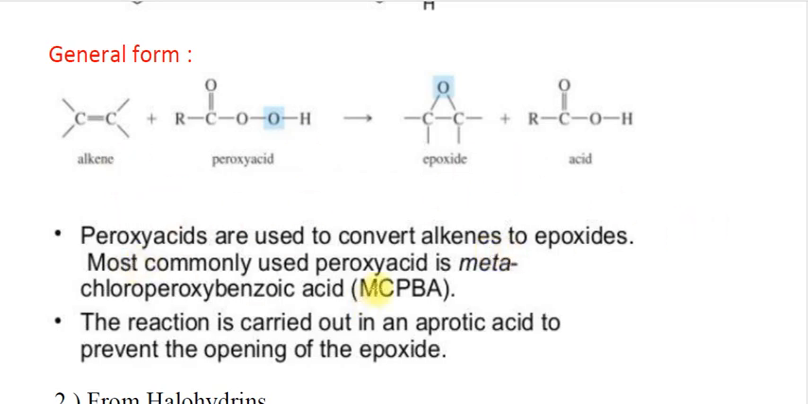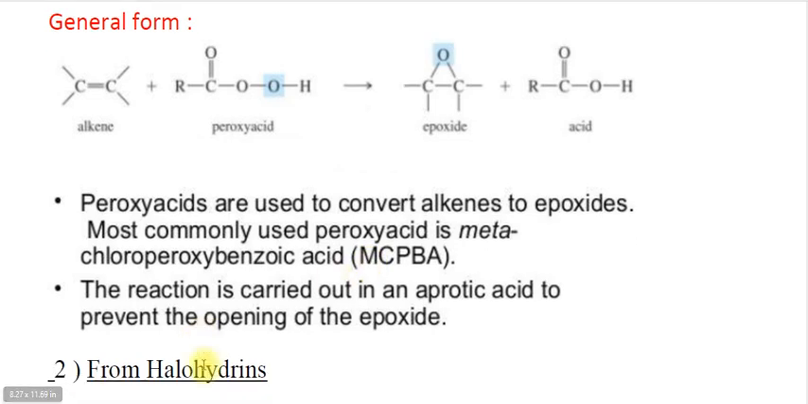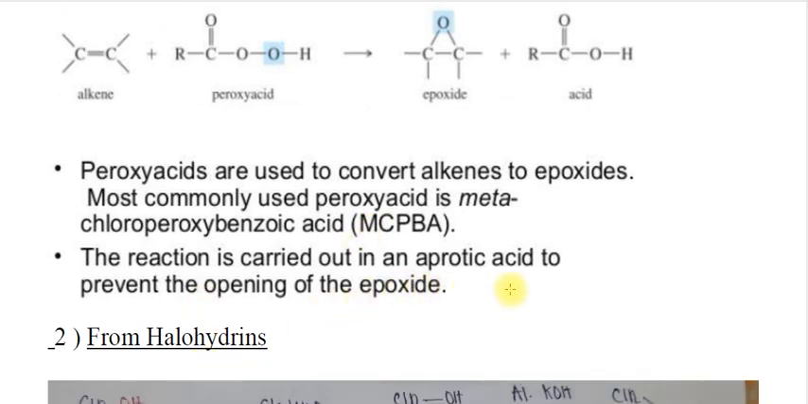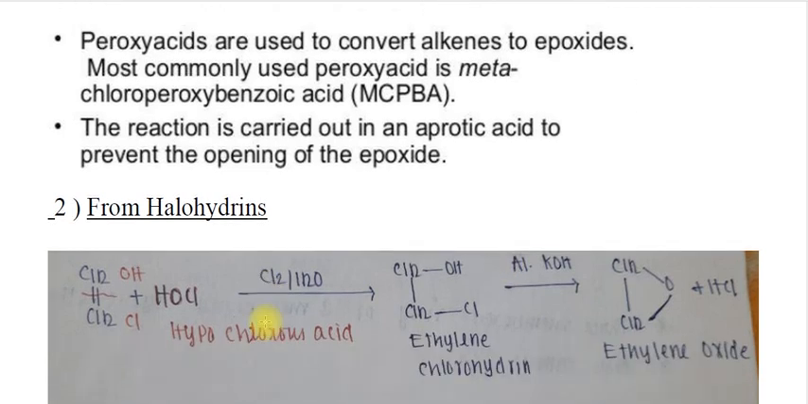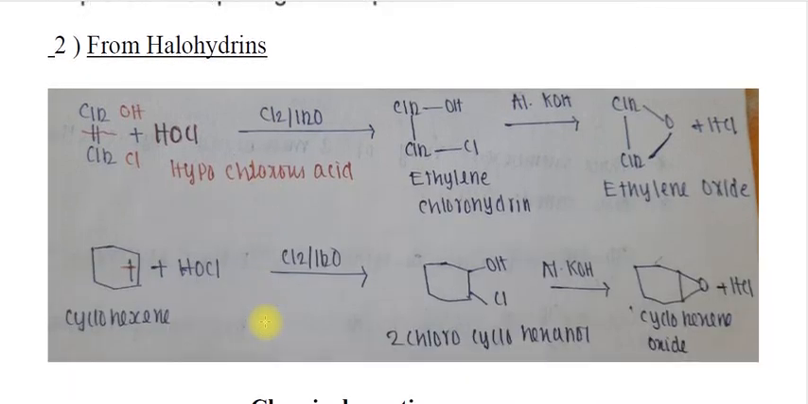Most commonly used peroxy acid is metachloroperoxybenzoic acid, otherwise abbreviated as MCPBA. The reaction is carried out in an aprotic solvent to prevent the opening of the epoxide. The next method of preparation is from halohydrins.